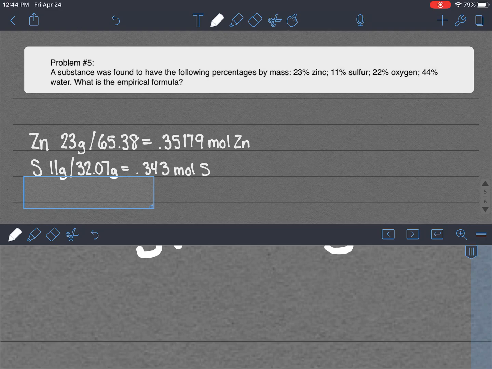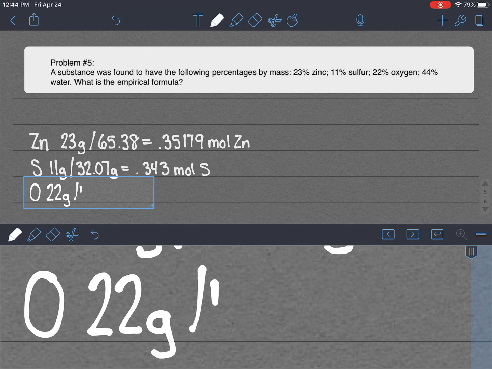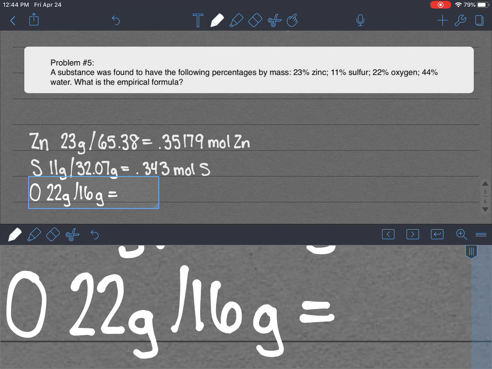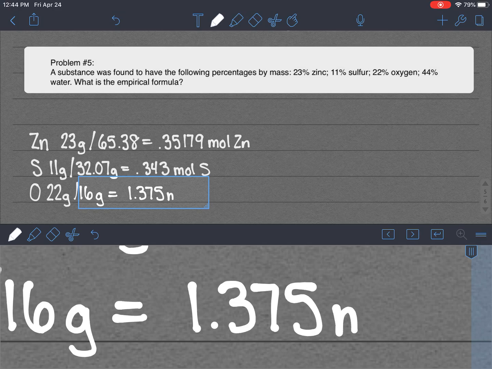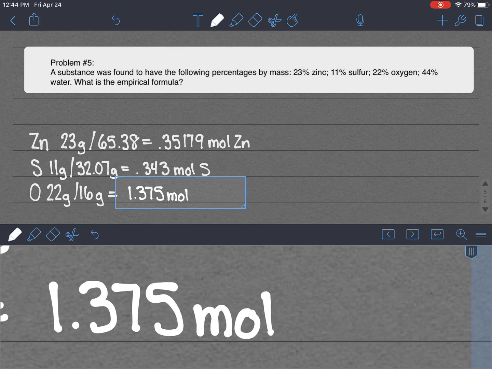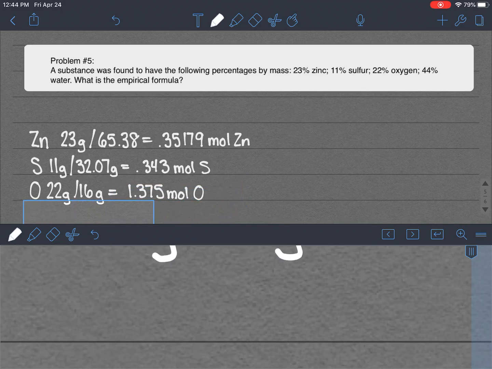The next one is oxygen, and I have 22% oxygen. So oxygen, 22 grams, divided by 16, which is its molar mass. And I get 1.375. I'm actually not surprised by that, since right now I'm thinking we're probably working with sulfate, so there should be 4 oxygen atoms in this compound. So I'm excited because right now the zinc and sulfur are in a 1-to-1 ratio, which is what I was expecting, and then the oxygen looks like it's about 4 times as large.